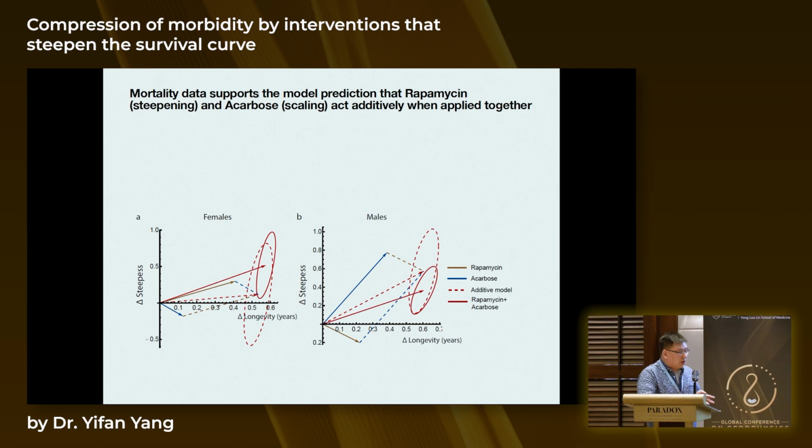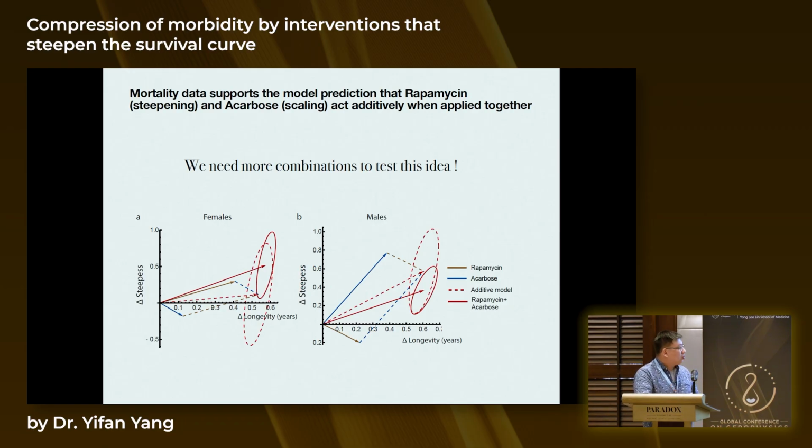So again, we plotted both the single interventions of rapamycin and the other drug and also the combination interventions on the graph of steepness versus longevity. And you can see that the theoretical curve, which are the dashed line ellipse, so that's the confidence interval for the additive model, is consistent with the experimental data. So this is just one drug combination. If you have more drug intervention data on either lifespan or performance, perhaps we could collaborate and further test this idea.